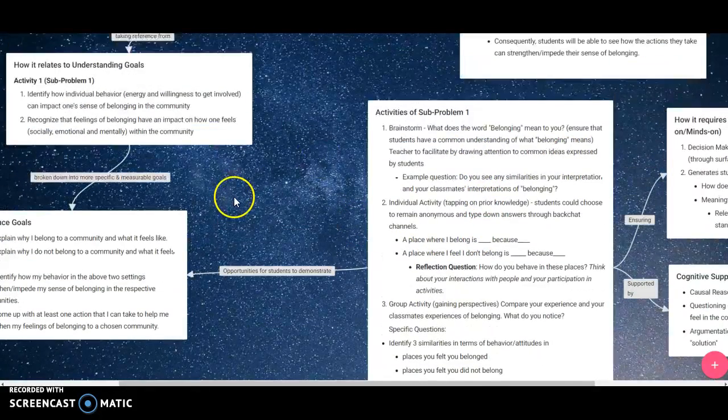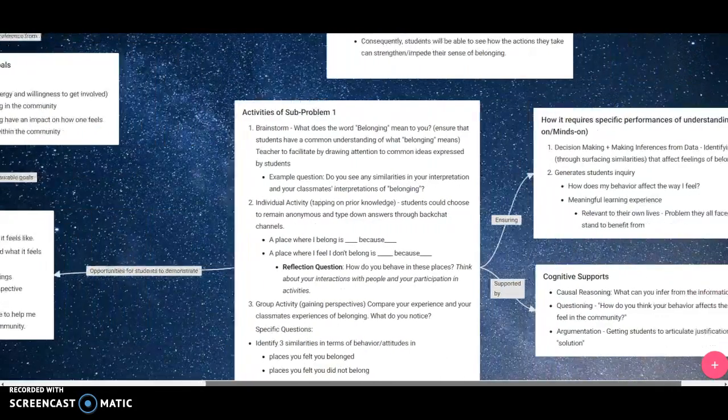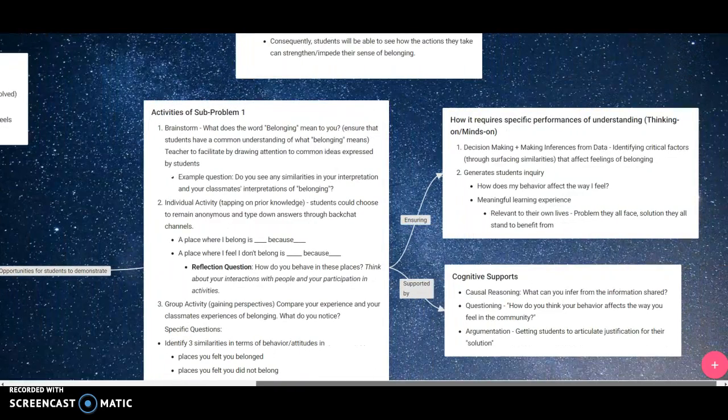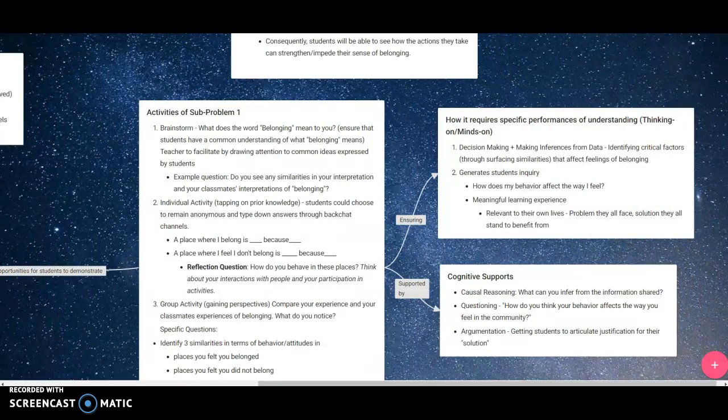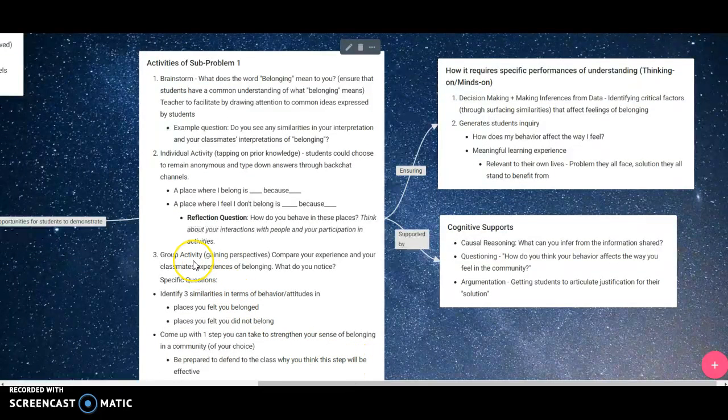We also attempt to engage students in deeper learning by ensuring that the activities require hands-on, minds-on thinking. For example, students through collaboration will have to decide on and identify critical factors that affect feelings of belonging. Refer to Activity 3 for more details.